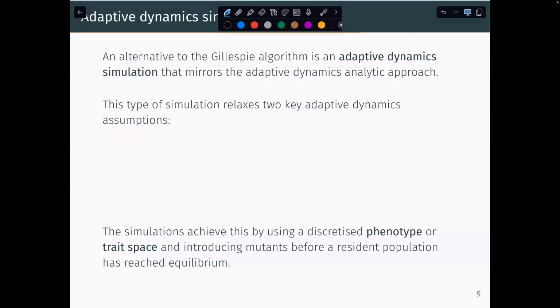And it also relaxes two key assumptions of our adaptive dynamics approach. One of them is this separation of timescales. So remember, we're assuming that our population reaches some dynamic attractor, in our case, an equilibrium. Separation of timescales is one of these assumptions, and that occurs before a new mutation arises.